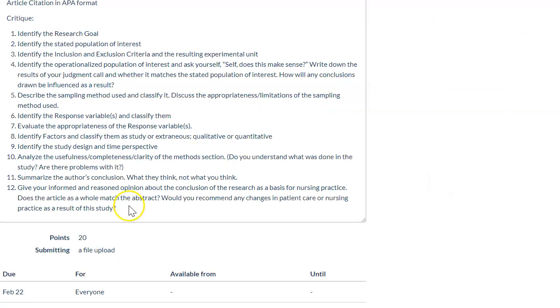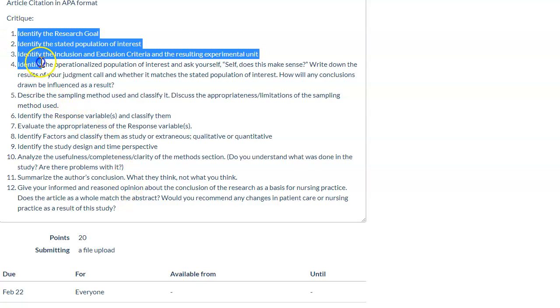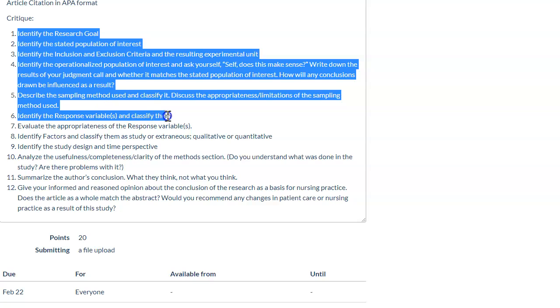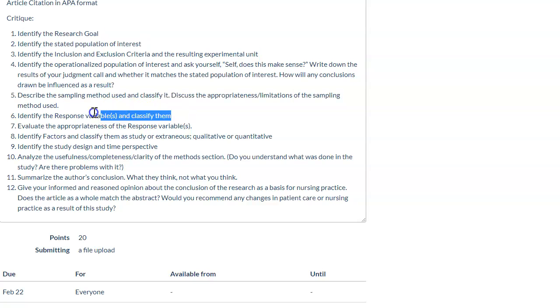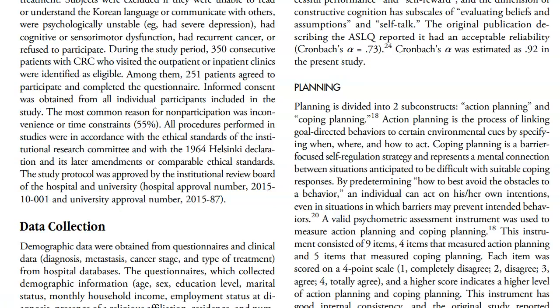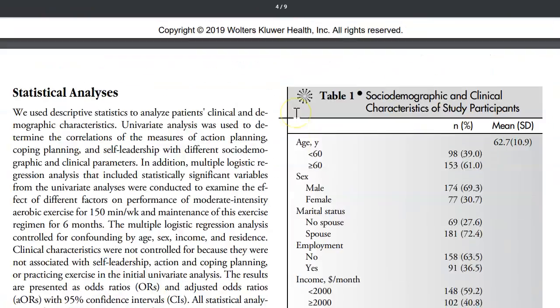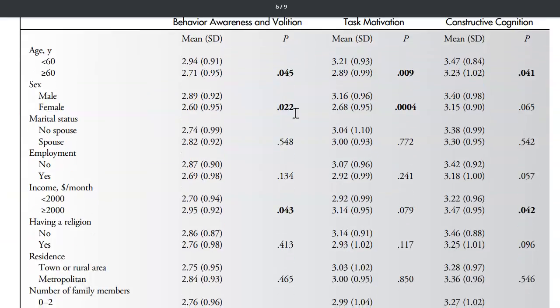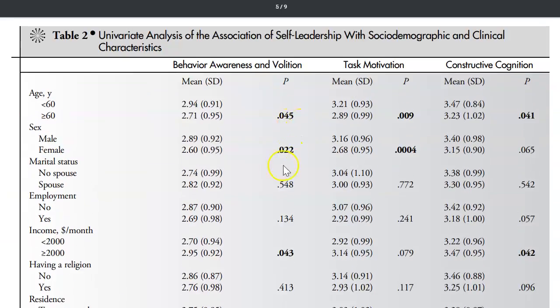Okay, so for those of you who are doing the grad version of the research class, it's a little bit different, but still similar enough. Everything up till this point is pretty much what we've talked about. And then identify the response variables and classify them. Let's go into the tiniest bit more detail. In order to do that part, what you often have to do is go into the results. So here we see results.